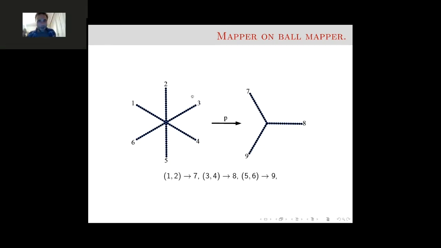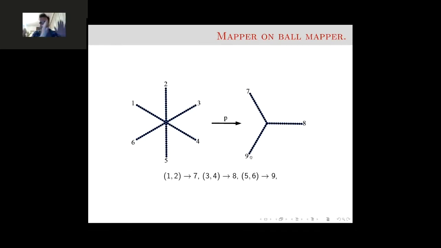So we have this star shape having 6 arms, and we want to map it to the star shape containing 3 arms. And the mapping goes as follows. The points from arm number 1 and the points of arm number 2 are mapped to the points in this arm number 7. So they're mapped in order, right? So this point and that point are mapped to the point over here roughly. And likewise, points from arm number 3 and points from arm number 4 are mapped to the arm number 8 over here, and the points from 5 and 6 are mapped to 9.